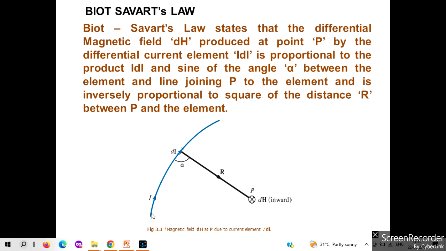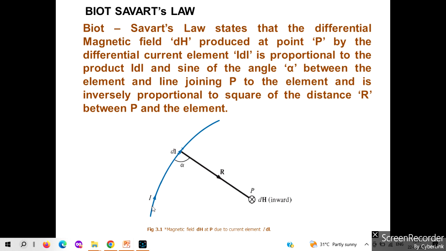Now the angle how we take is that the current direction is from the top to bottom and the point is towards the right hand side, so the angle should be in such a way that it should be towards the point, right? So the angle made due to the current element and the point P is alpha here, right? This is how we take.